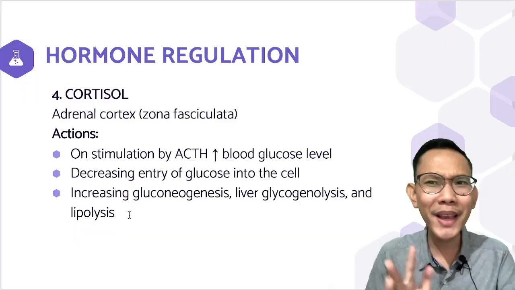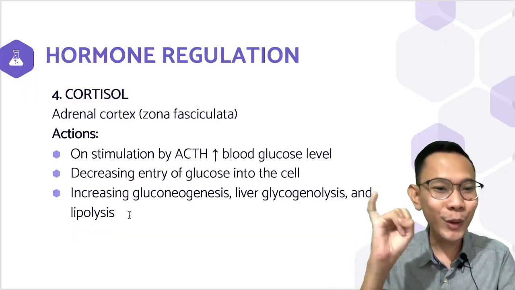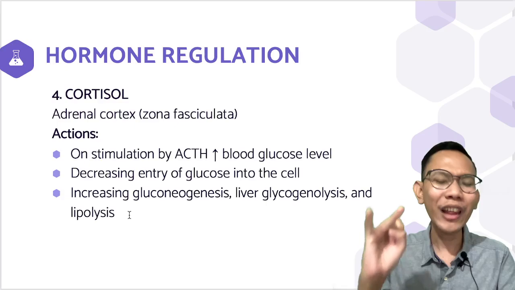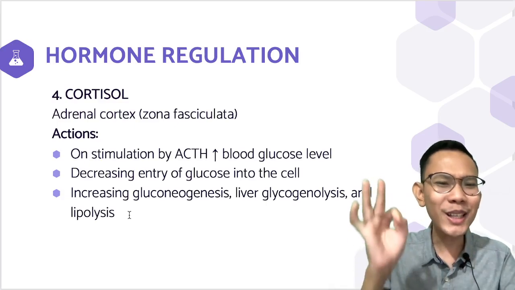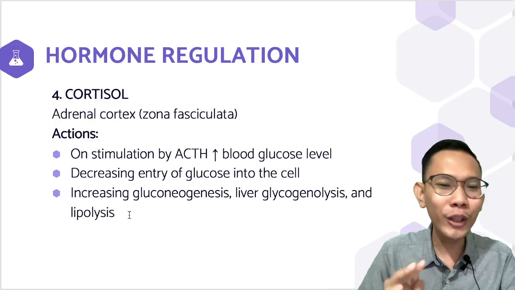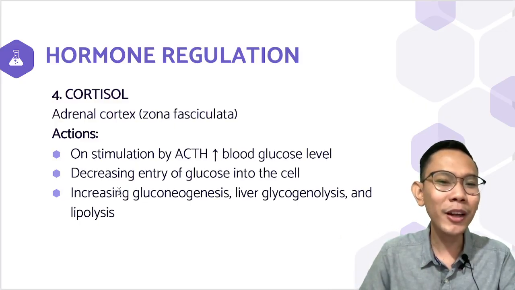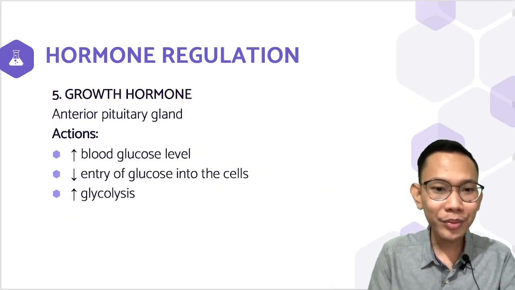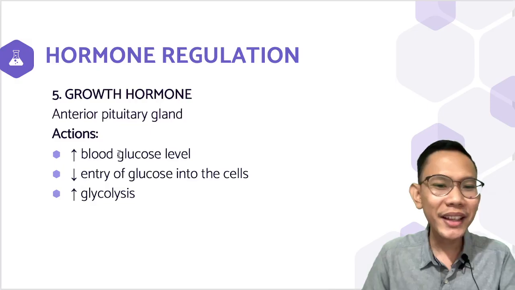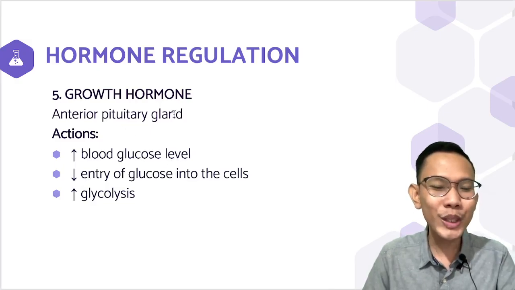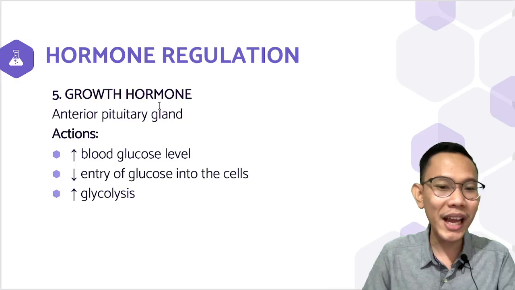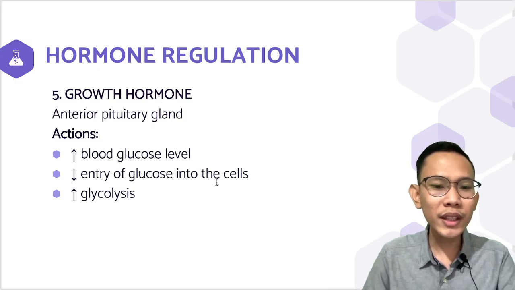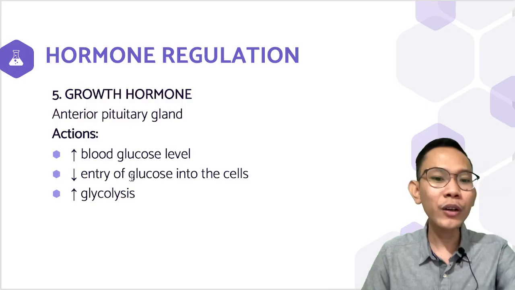Of course, di ba nagme-make sense? Nagme-make sense yung glucagon, yung epinephrine, and your cortisol. No need to memorize. As long as you know the effect of glucagon, it will now be somehow similar to your cortisol and your epinephrine. Very good. Growth hormone, same pa rin. Increase blood glucose level, produced in your anterior pituitary gland. Decrease entry of glucose into the cells and increase your glycolysis.